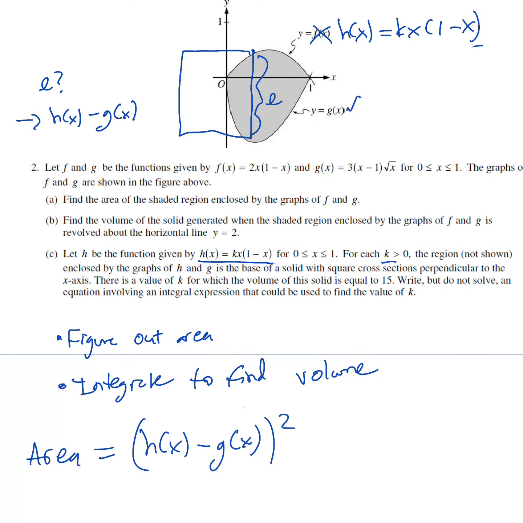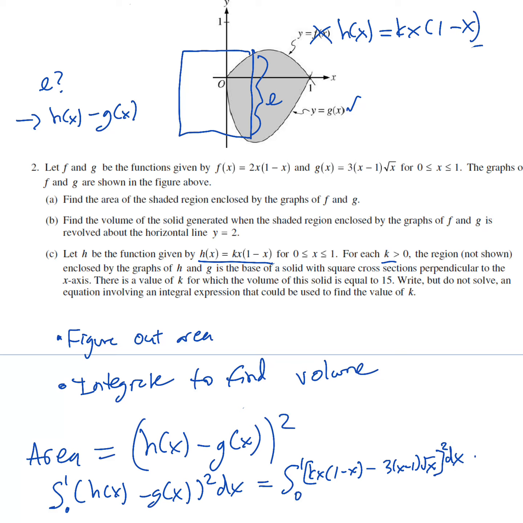And now to find the volume, we're simply going to integrate h of x minus g of x squared. We're basically just taking the area of this square cross section and adding it up a bunch of times in order to find the volume of our shape. We'll do that from x values 0 to 1 because we're integrating with respect to x. And we simply plug in the values for h of x, which are kx times 1 minus x, for g of x, which is 3 times x minus 1 times square root of x.